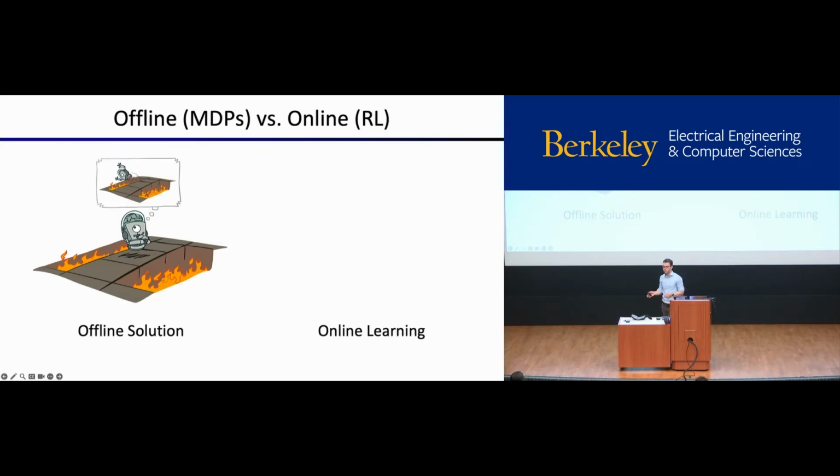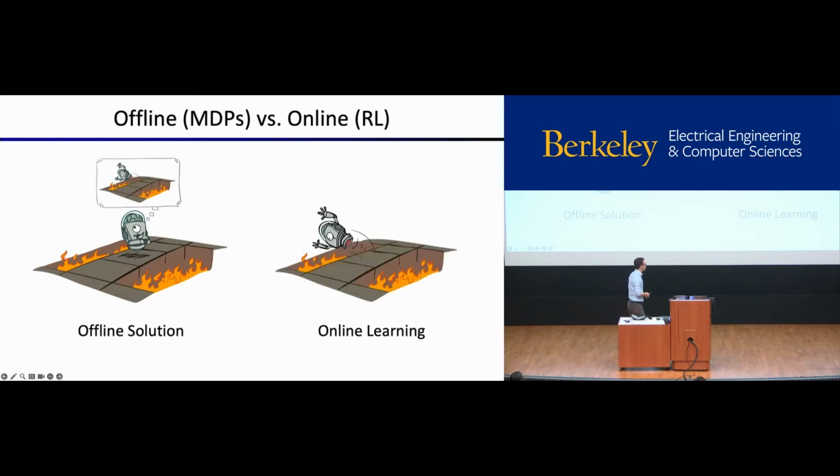You can contrast that with online learning, where you don't have this model in your head. You don't even know what the world does when you jump off into the fire. So what do you do? Well, there's only one way to find out. You have to jump off into the fire, right? So this is the learning case.